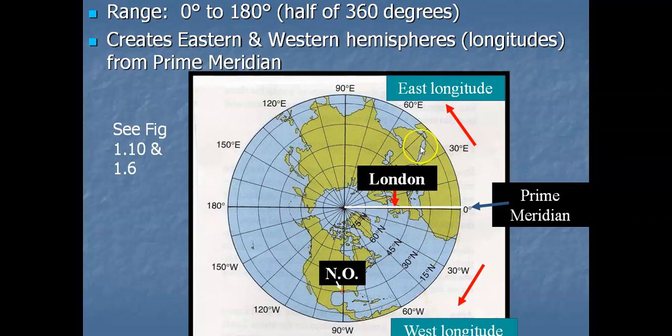Now, of course, since there's only one 0 line, you don't have to worry about east or west, and there's only one 180 line, you don't have to worry about east or west. But say if you were at 179 east longitude, well, then you'd have to say east. If you were at 179 west longitude, then you'd say west.